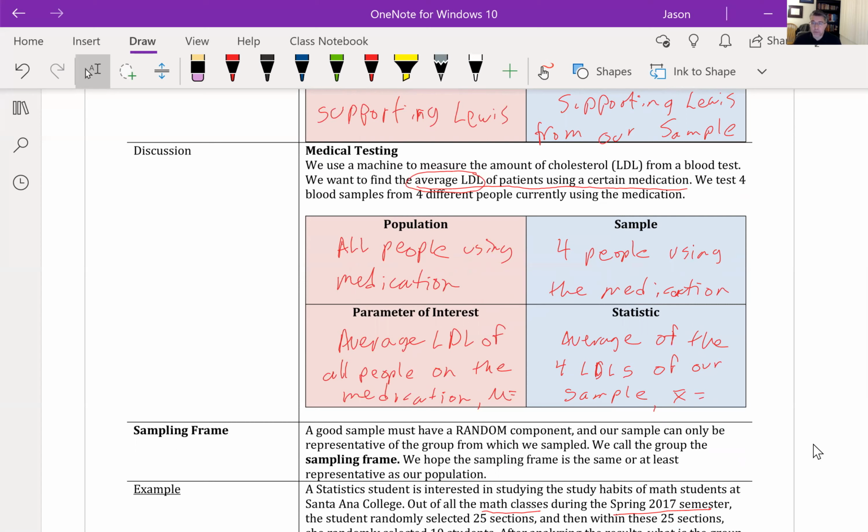Population, all people using the medication. The sample is the 4 people using the medication that we sample. The parameter of interest is the average LDL of all people on the medication. We would say that that's mu. It's a Greek mu. Okay, mu equals some value. And the statistic would be the average of the 4 LDLs of our sample, or x bar equals some value.